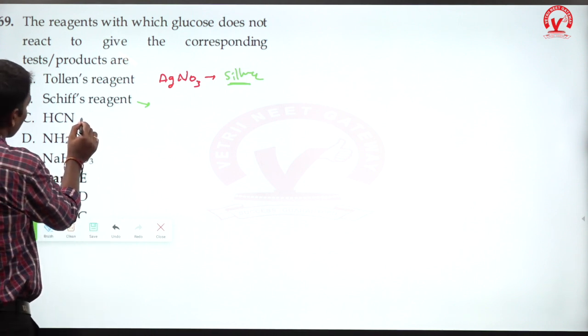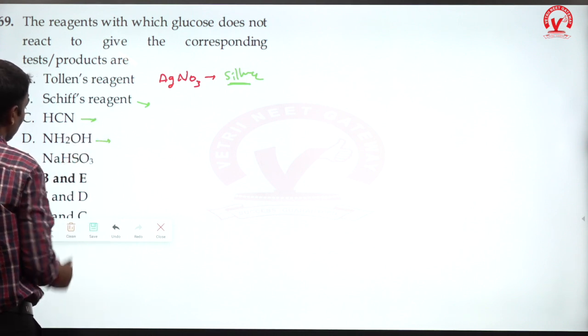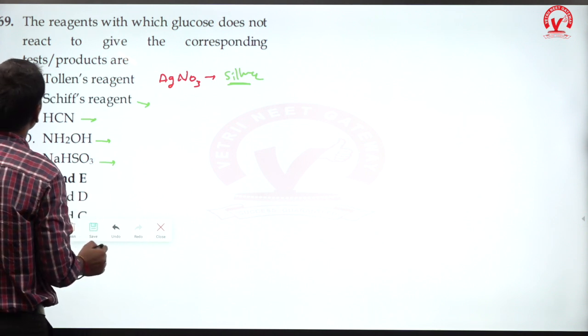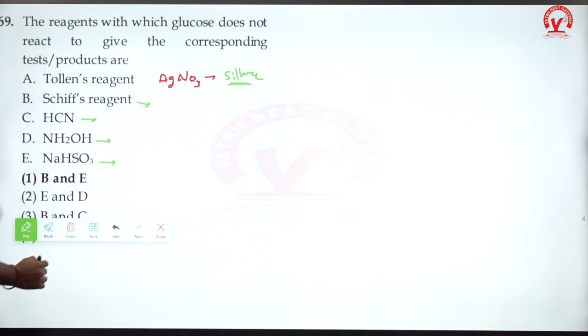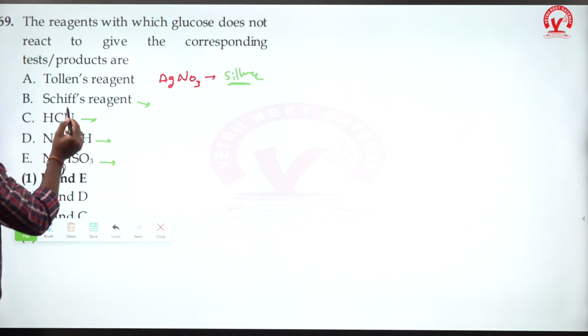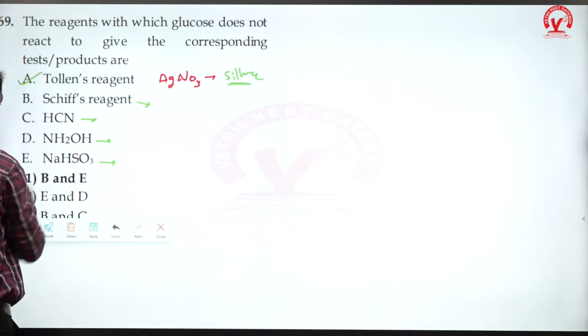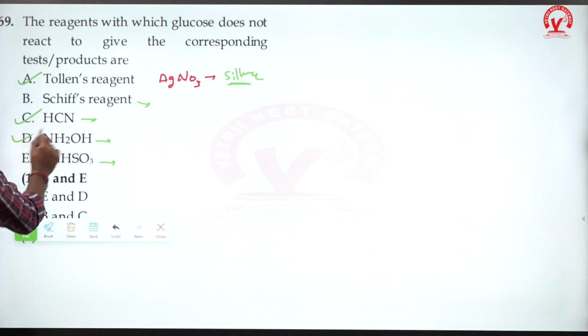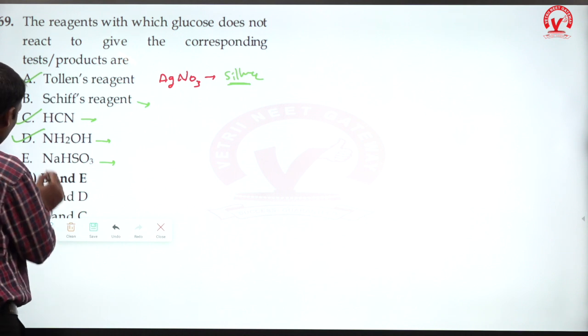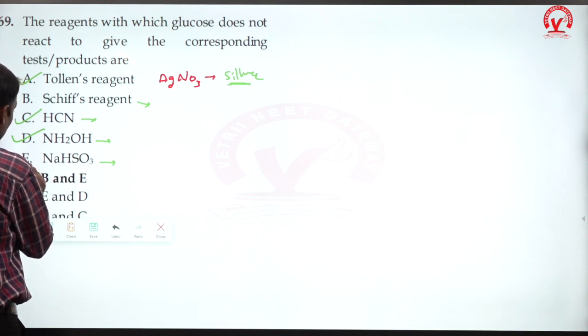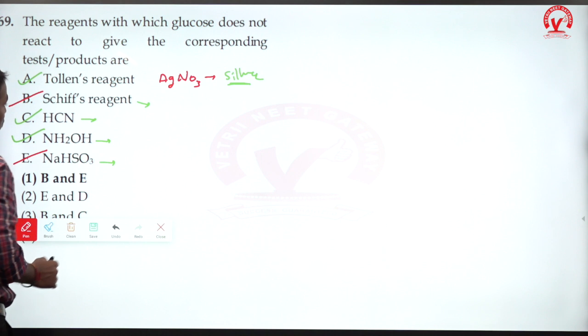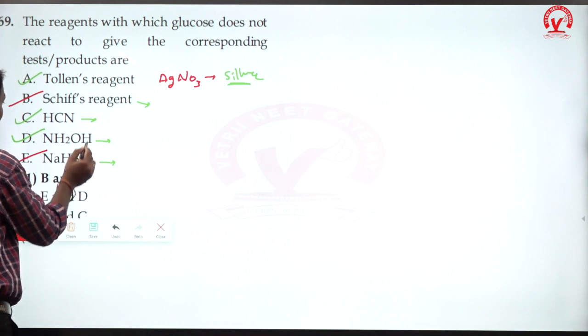HCN is a weak acid, okay. NH2OH and NaHSO3. So the reagents with which glucose reacts: it will give the Tollens reagent test, and the HCN test we can also observe, and the NH2OH test we can observe. But NaHSO3 and Schiff's base won't react with glucose, it is a property of glucose, right? So these both are not reactive.